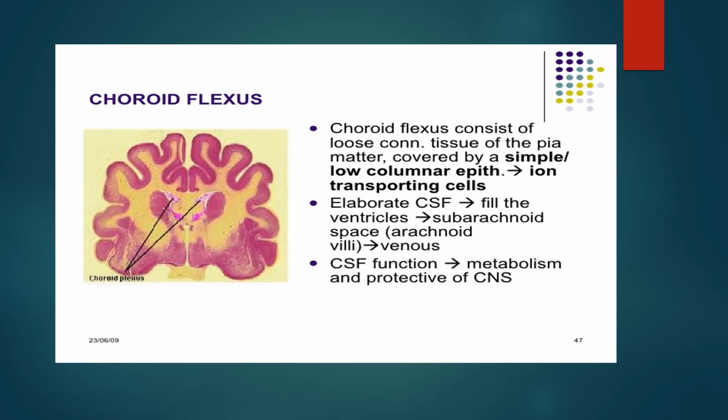There is a choroid plexus. Choroid plexus occurs in the pia mater. Okay, choroid plexus comes in the pia mater. Choroid plexus consists of the loose connective tissue of the pia mater covered by simple low columnar epithelial ion transporting cells. They elaborate CSF, which fills the ventricle and subarachnoid space and then does its function.